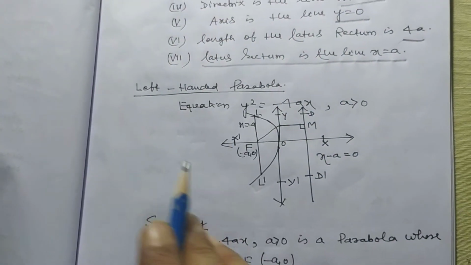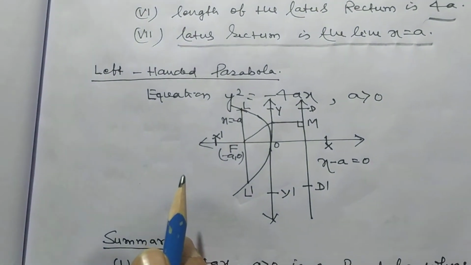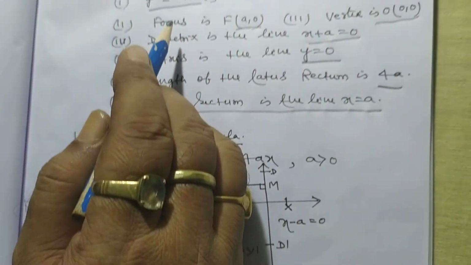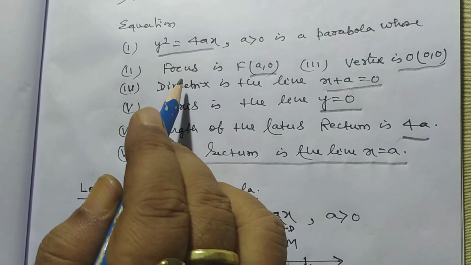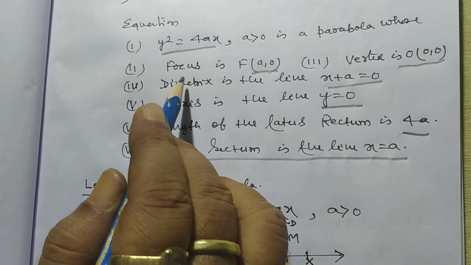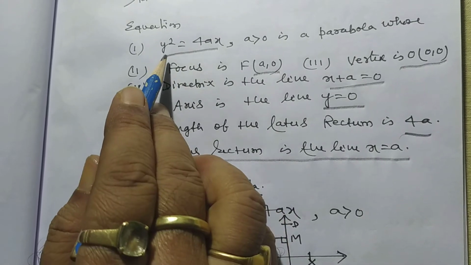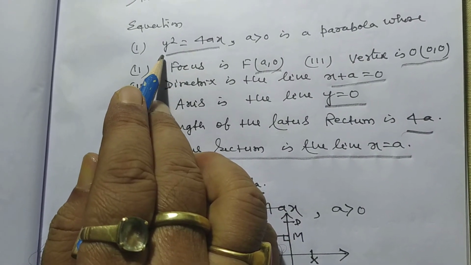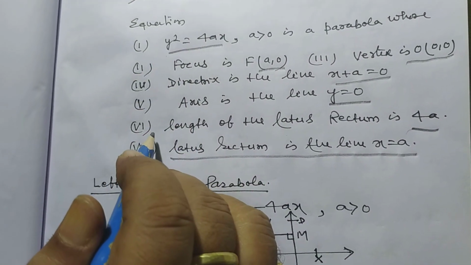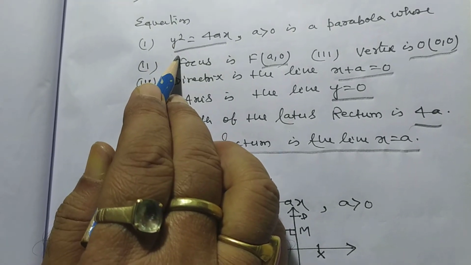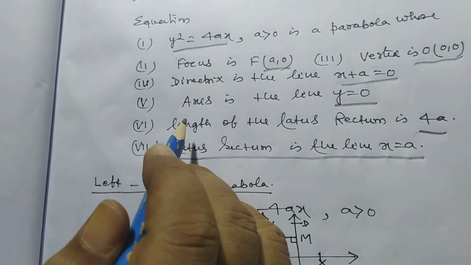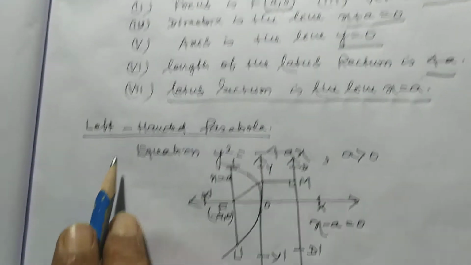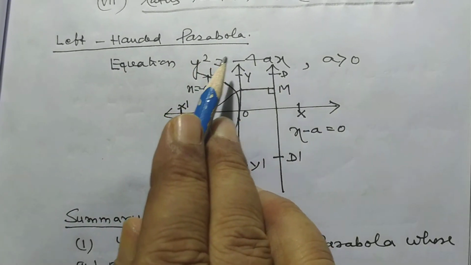You must remember it, and there is a technique. The right hand side parabola is symmetrical about the x-axis. How will you remember it? What do you observe? The power of y is 2, so it is symmetrical about the x-axis. This you must remember.